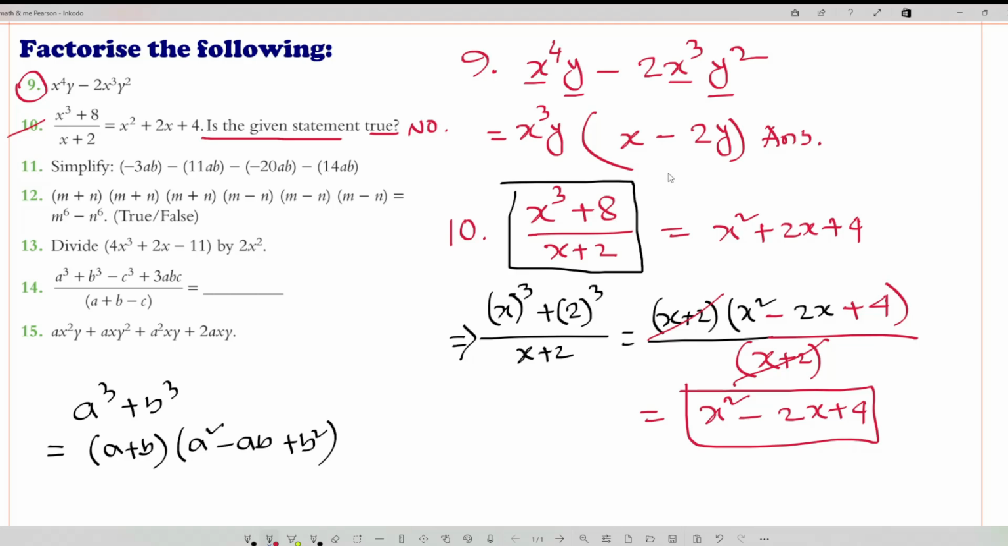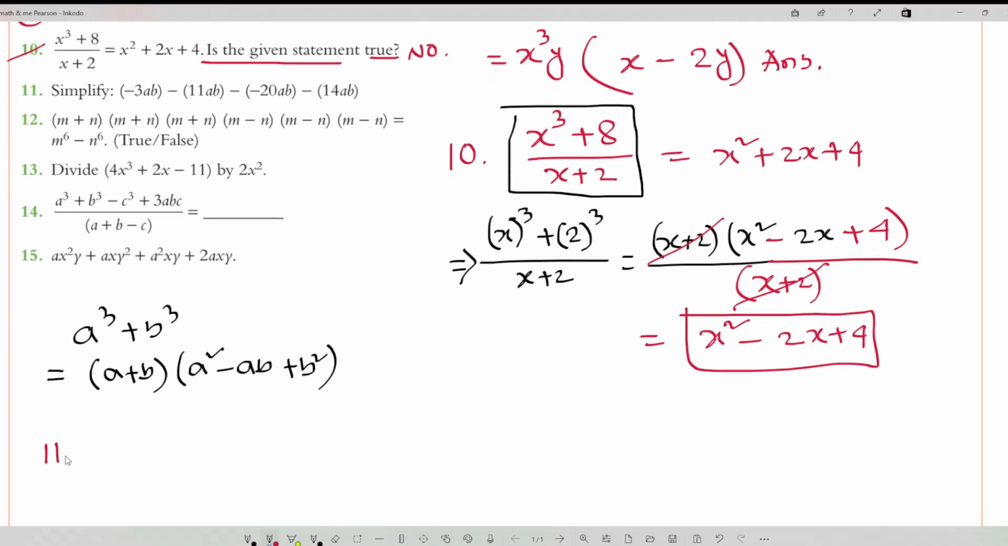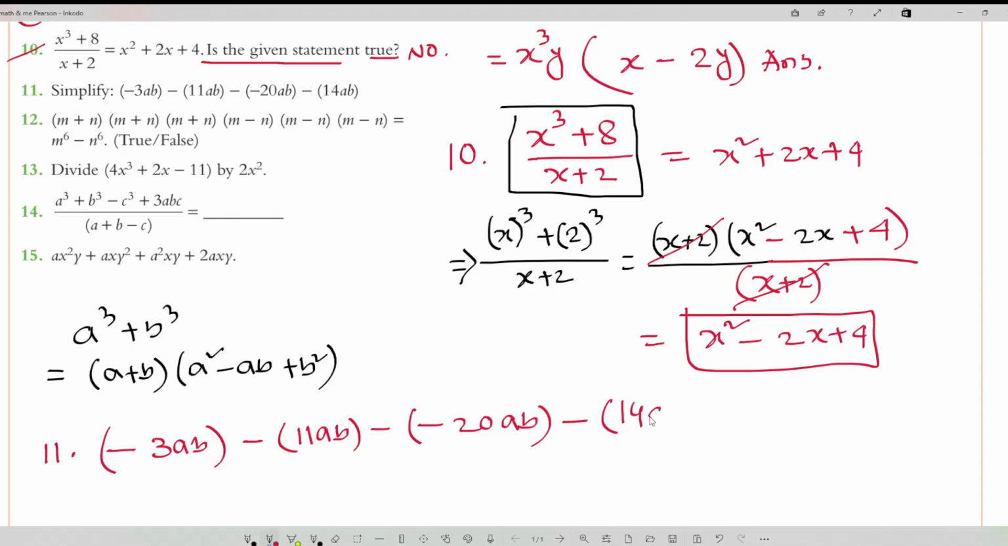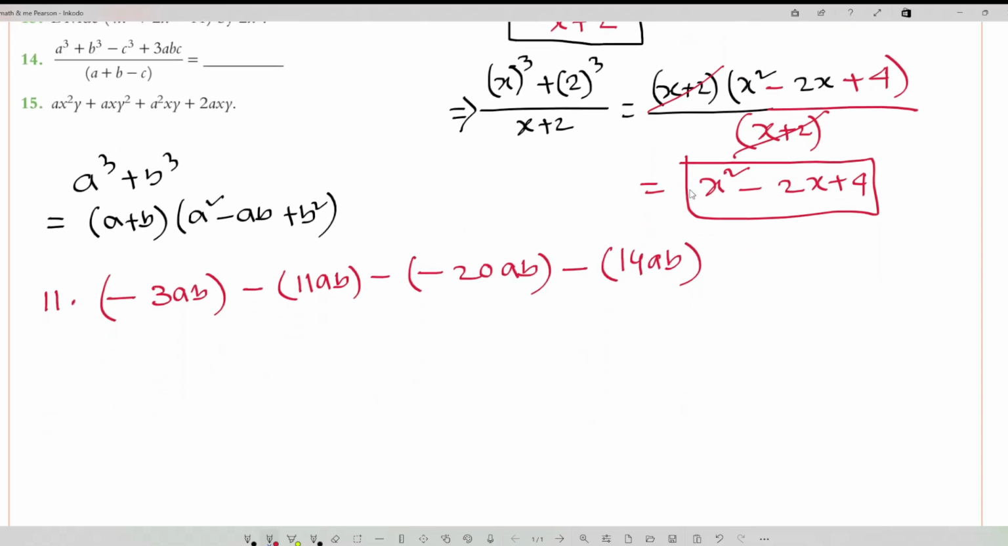Number 11, simplify: minus 3ab minus 11ab minus, and then minus 20ab, right? Then minus 14ab. So first this statement we can write minus 3ab, then minus 11ab, minus and minus plus 20ab, then minus 14ab. Okay, so what will be the answer?